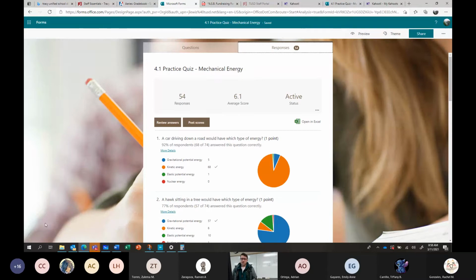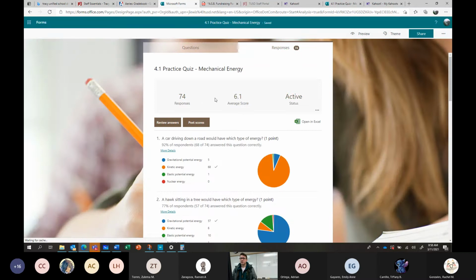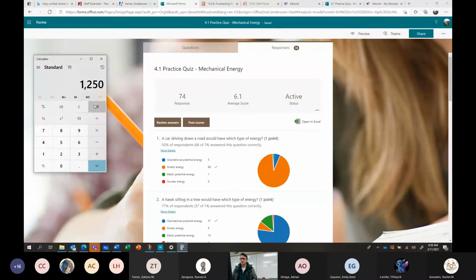So the average score is a 6 right now, which is actually held back because the first 50 responses had an error with one of the questions. It wasn't grading, so I had to fix that. But let's say that 6 is the real average. That would mean that the overall average for you guys is a 75%, which is really good.